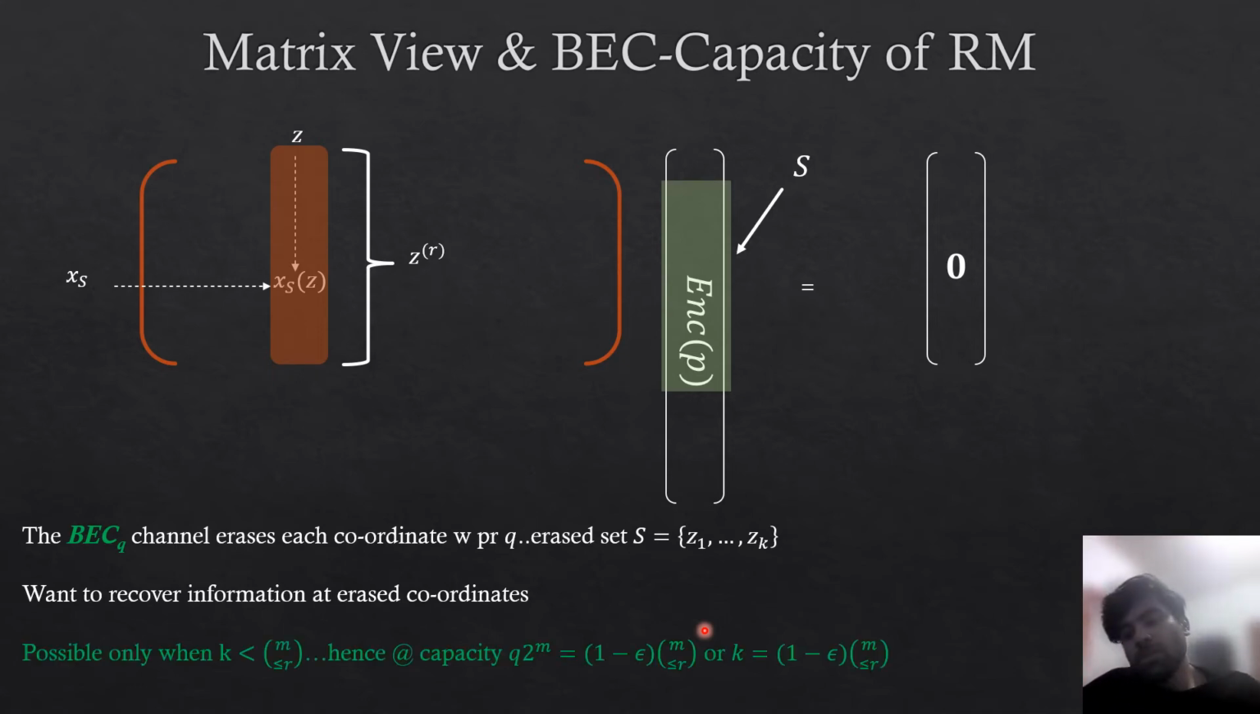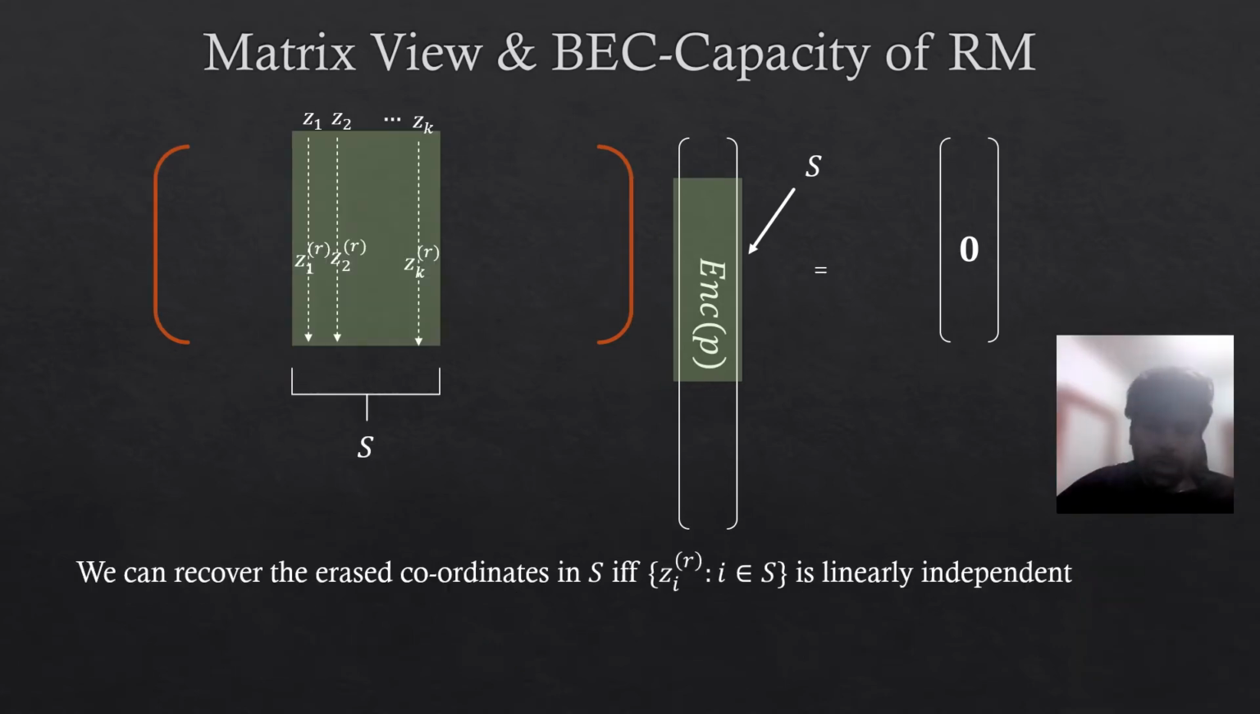Of course, this is possible only when k is less than m choose less than or equal to r. This is sort of the information theoretic limit. If you erase more than these coordinates, then you don't have enough information to recover the message. So sort of the capacity notion for the BEC channel becomes when you are erasing just shy of m choose less than or equal to r coordinates. So we should really be working with the setting when k is (1 minus epsilon) times m choose less than or equal to r.